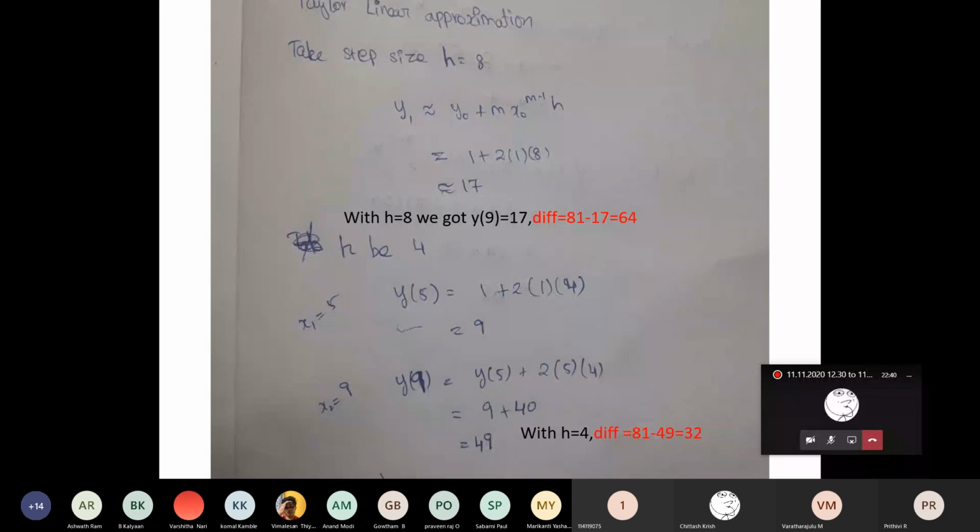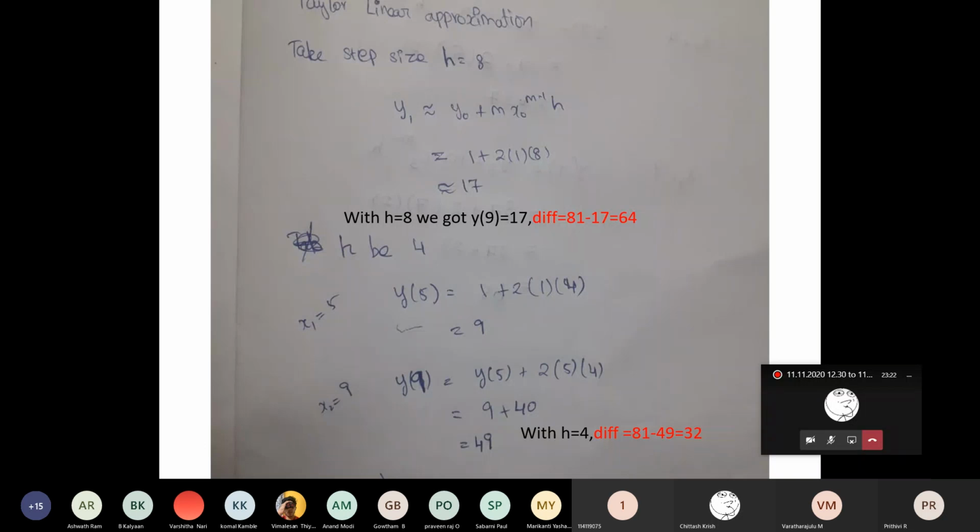Here the difference we can find, 81 minus 17, is 64. Now we take the step size as 4 and try to find y of 5, and then we are going to find y of 9 with y of 5. So y of 5 we can find is 9, and substituting y of 5 in the Taylor series, we can find y of 9 as 49. So with step size h equal to 4, the difference is 81 minus 49, which is 32.